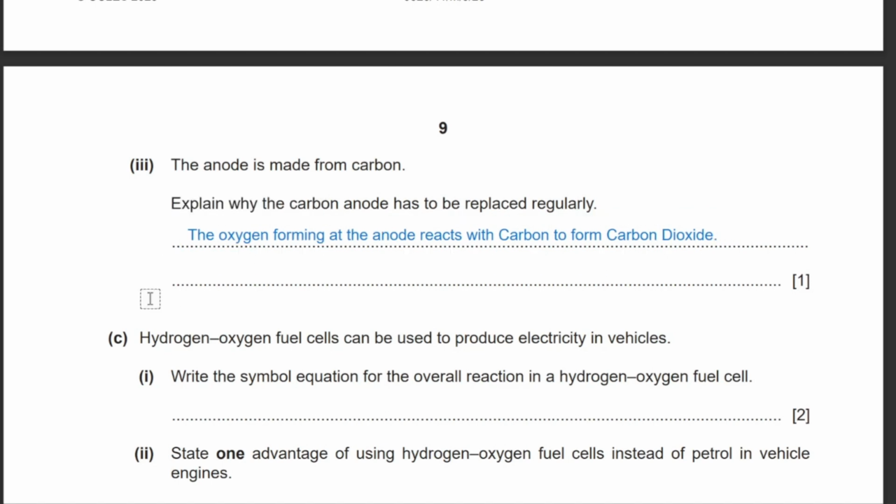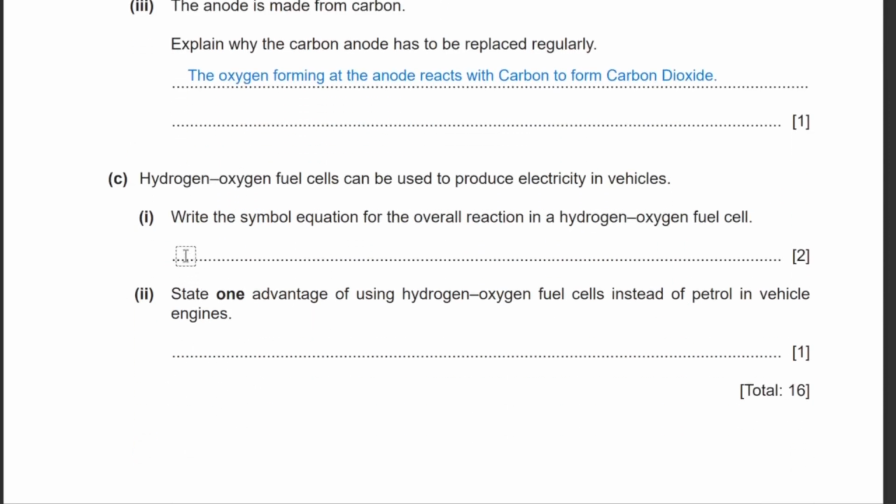Hydrogen oxygen fuel cells can be used to produce electricity in vehicles. Write down the simple equation for the overall reaction in a hydrogen oxygen fuel cell. Now that's a very basic equation. 2H2 plus O2 gives us H2O. Well, actually 2H2O if we have to balance it.